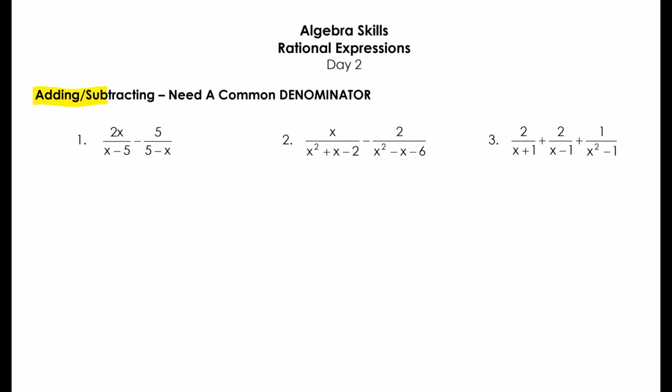When we add and subtract rational expressions, you have to find a common denominator. And actually, what we always want to figure out is the least common denominator. Not any denominator, but the least common one.